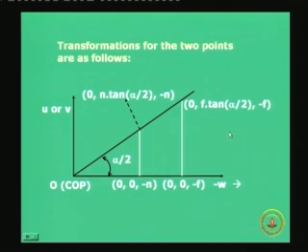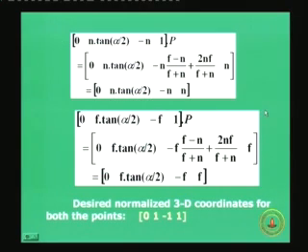And what basically happens is, now the points at the edge of the pyramids will be having these 3D coordinates: 0, n tan alpha by 2 and minus n, and this point will also have 0, either u or v we are talking about, and f tan alpha by 2, which is the vertical along u or v, and the z part is minus f. So, these have to be transformed to correspondingly the coordinates 0, 1, minus 1 and 0, 1, 1, that is the desired normalized 3D coordinates for both these points.